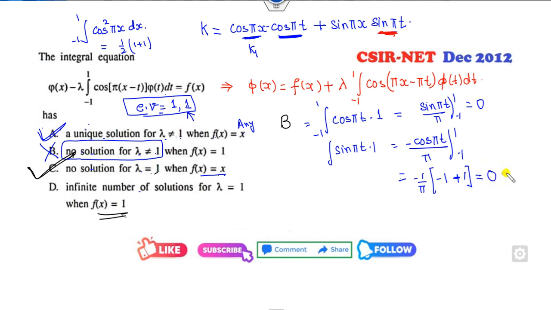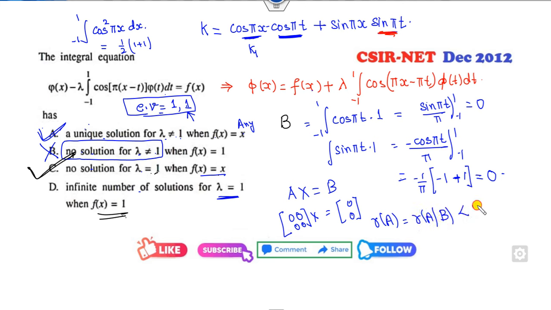Fine. So when it is 0, what can you say? It is a 0, so Ax is equal to B. B will be my 0, 0. A, when lambda is equal to 1, A is my 0, 0. Clearly, rank of A equals rank of A augmented with B, which is less than 2, so you have infinitely many solutions.